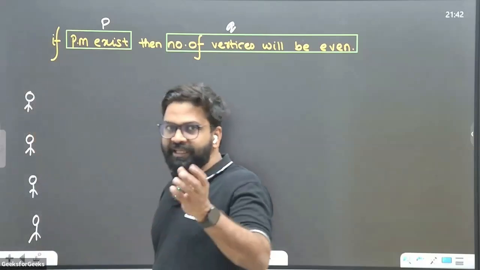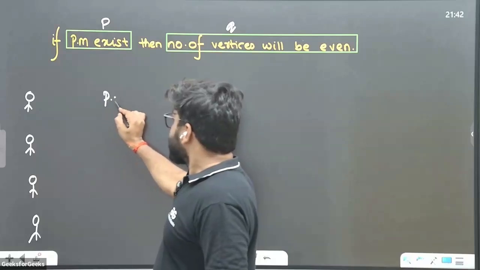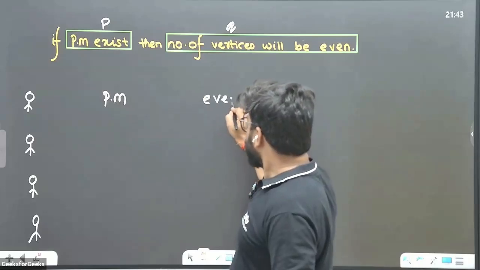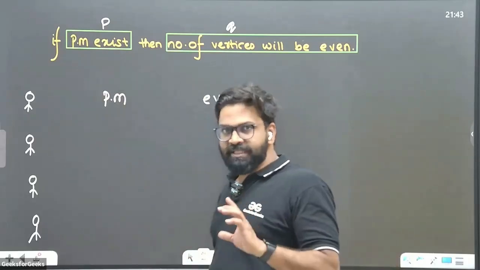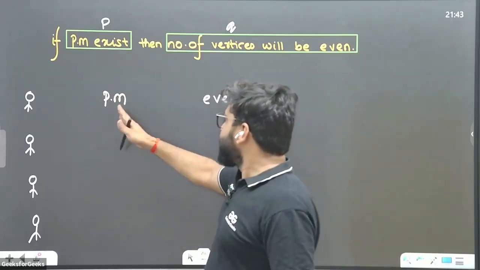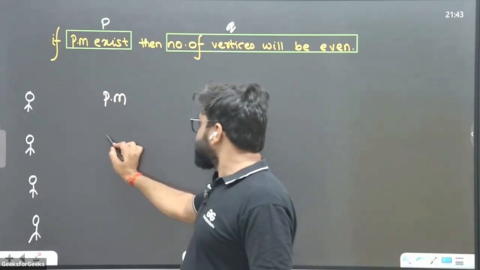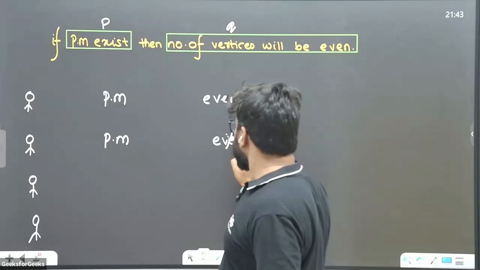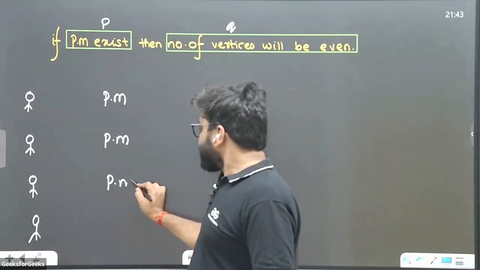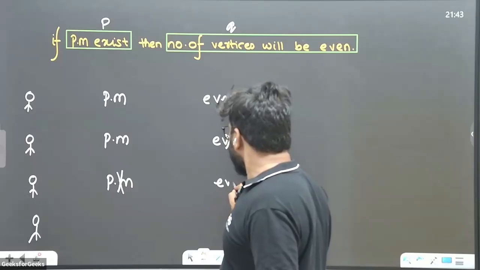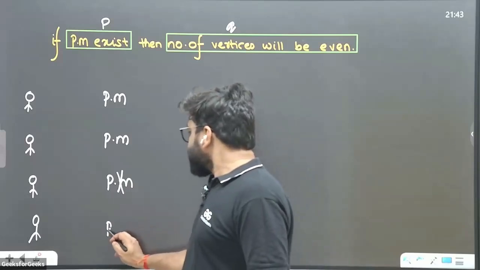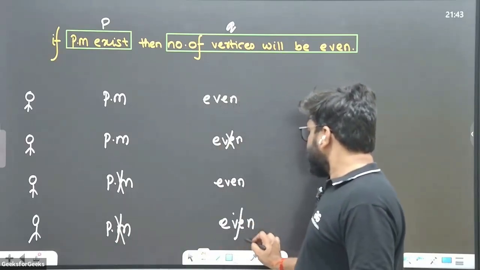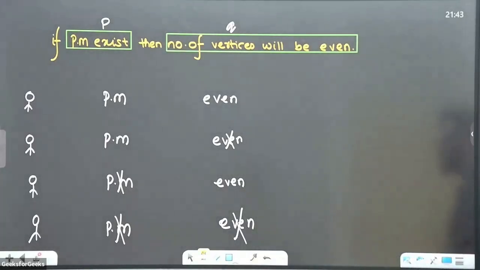So what are the cases? Let's take all the cases. Maybe in some graph perfect matching exists, and with respect to any one statement, you will have 2 possibilities. First possibility: perfect matching exists, and an even number of vertices is also there. Second possibility: perfect matching exists, but an even number of vertices is not there. Third possibility: perfect matching does not exist, and an even number of vertices is there. And the last possibility: perfect matching does not exist, and an even number of vertices is also not there. So you will have 4 different types of possibility.